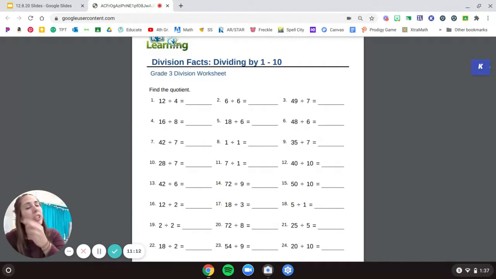And make sure you do an extra round of extra math and get on to Prodigy or Freckle today. I did assign some skills, so make sure you're working on those.